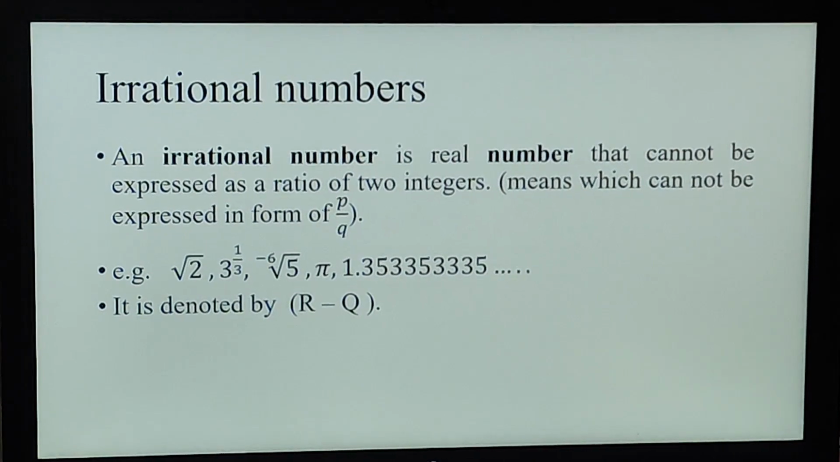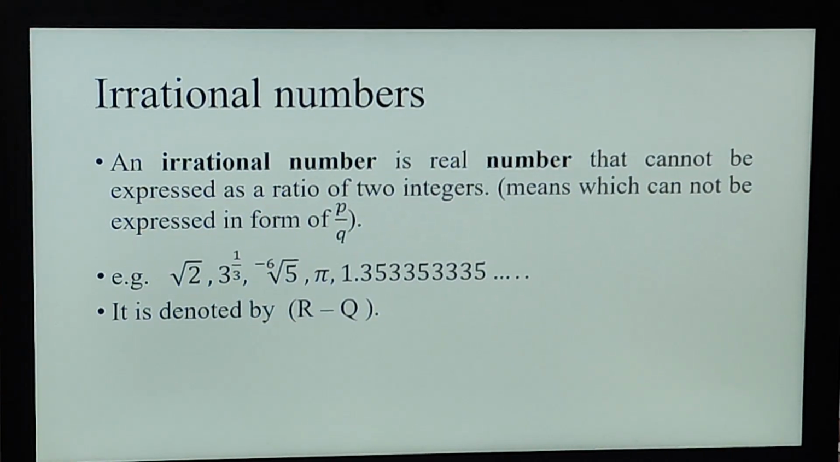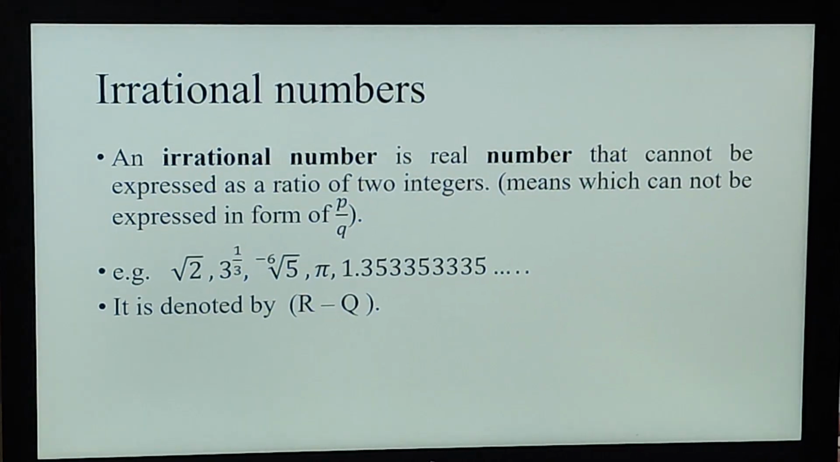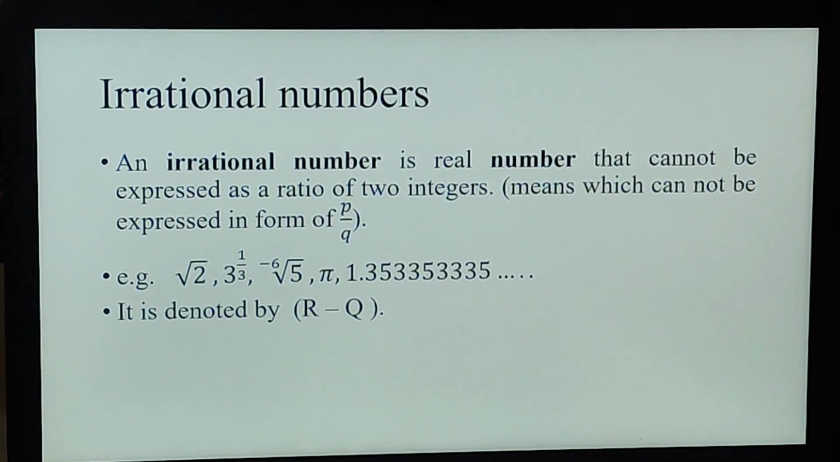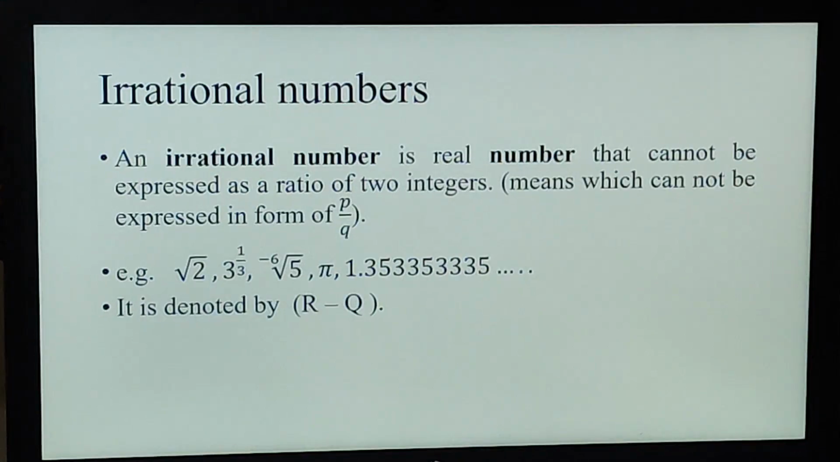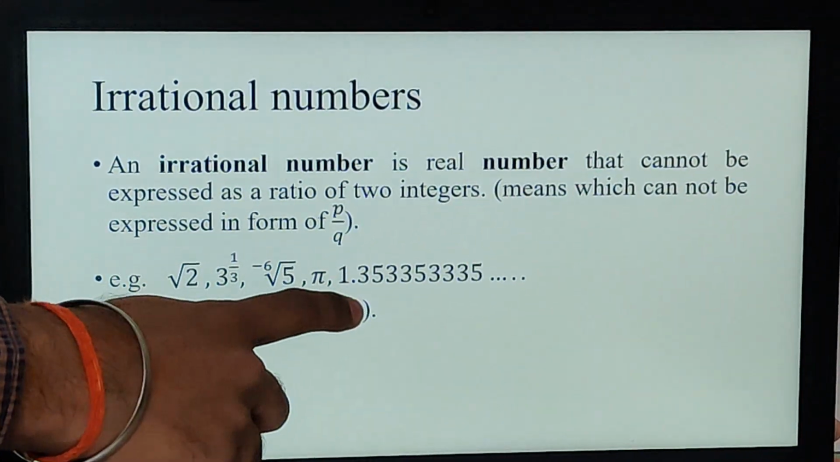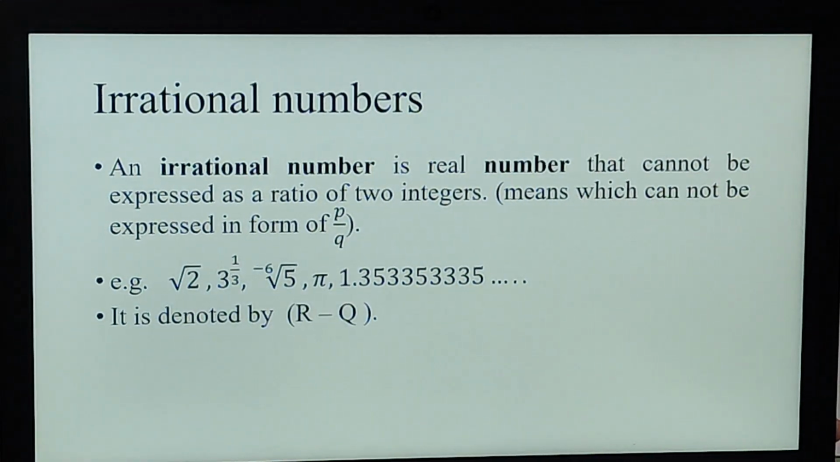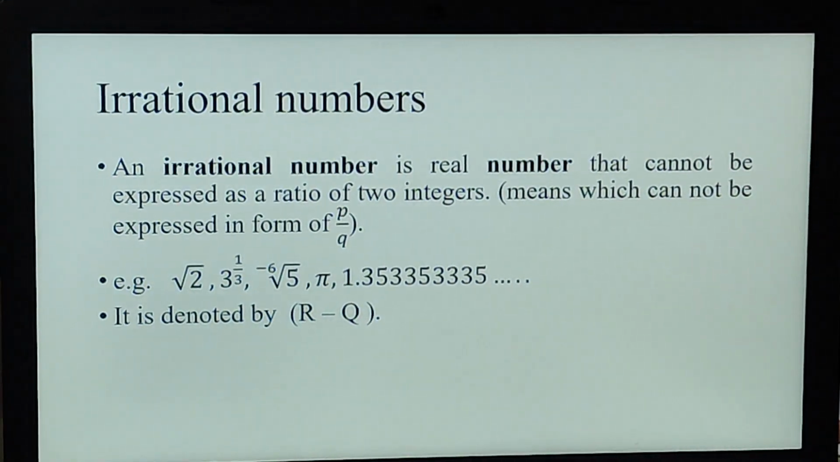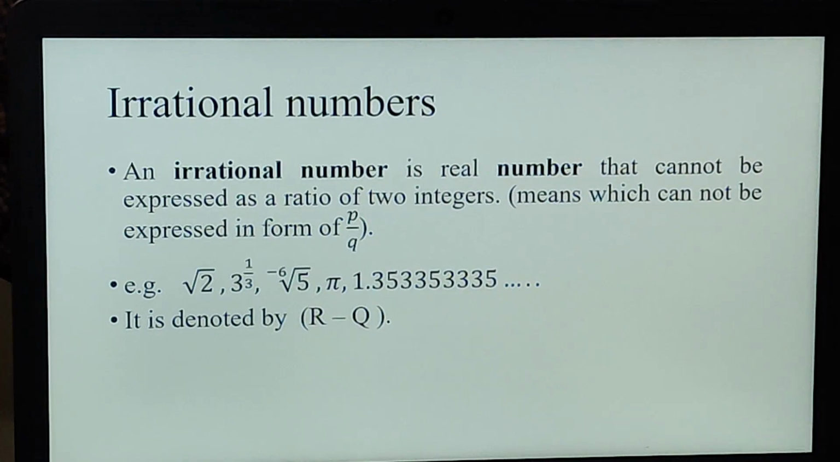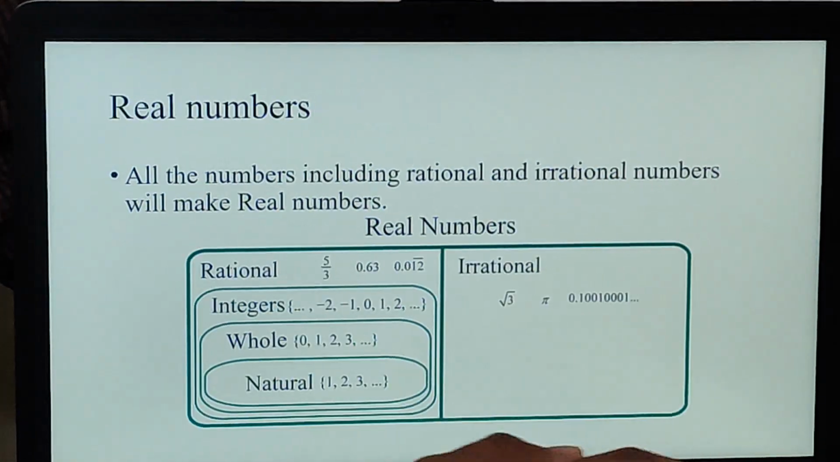Now the question arises, what is meant by R? Dear students, R is termed as real number. So R minus Q, where Q means rational numbers: all the real numbers minus the rational numbers are termed as irrational numbers.